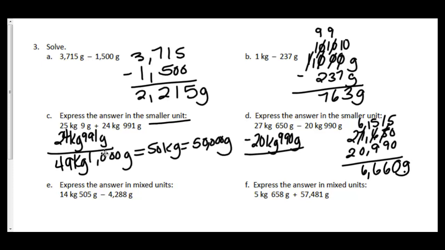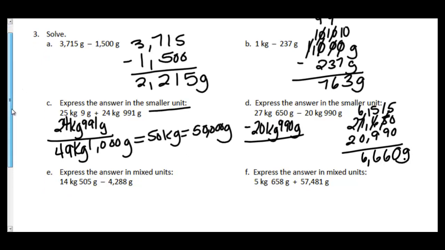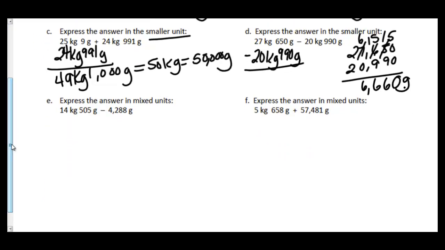Now, at the bottom of this page, notice it says express the answer in mixed units. So that means they want kilograms and grams. So if I'm trying to take 14,000 kilograms, 505 grams, and subtract 4,288 grams, I'm going to change these grams to kilograms and a mixed unit before I subtract. So instead of subtracting 4,288 grams, I'm going to subtract 4 kilograms and 288 grams. I hope you can read that because it's kind of small.